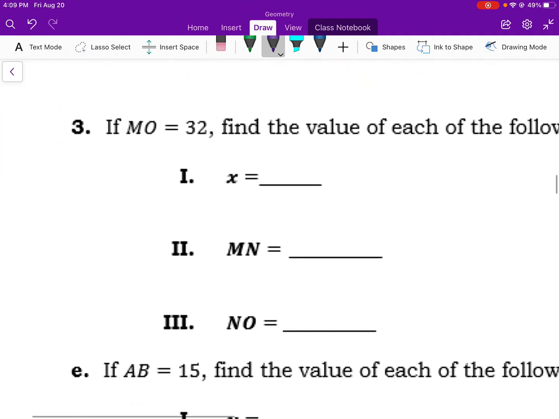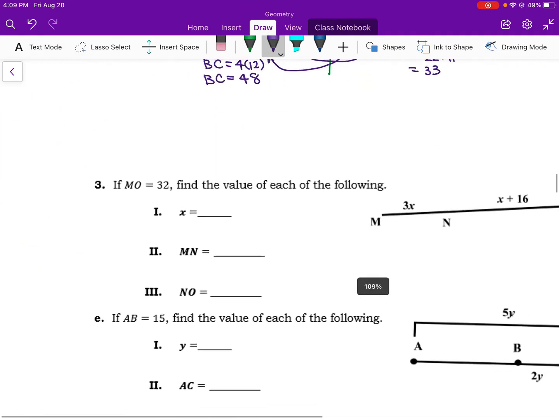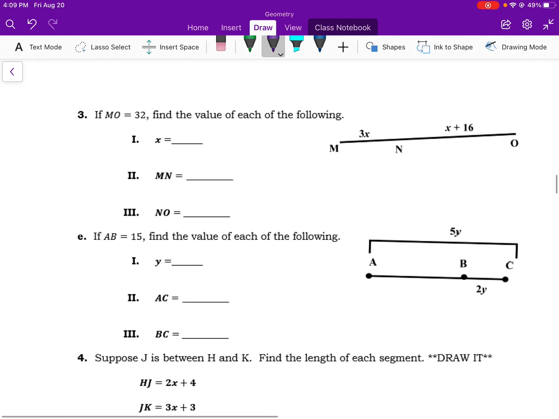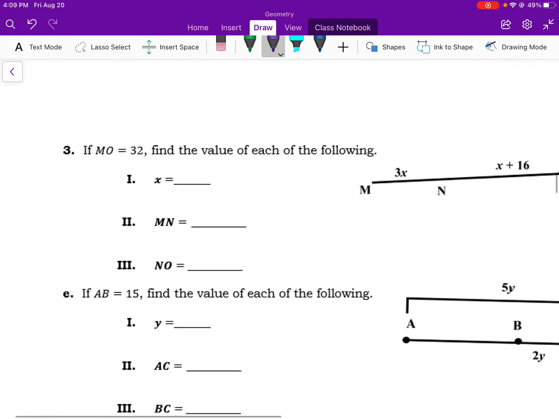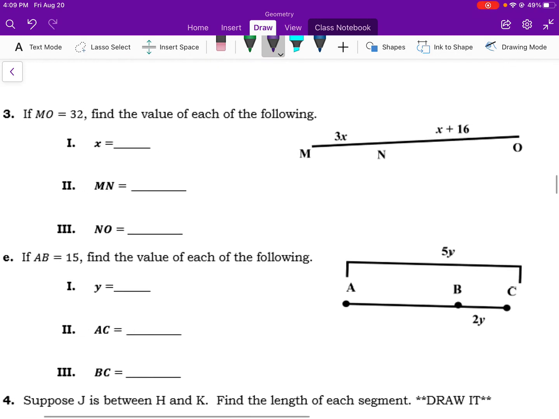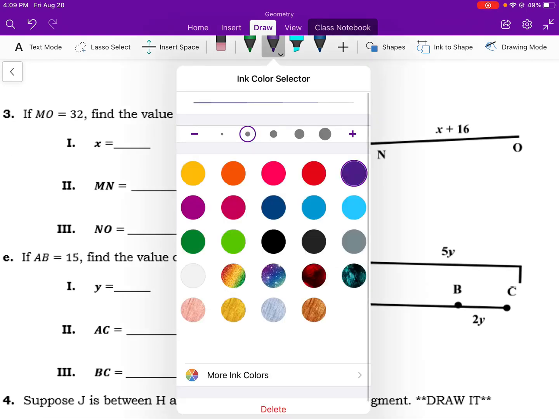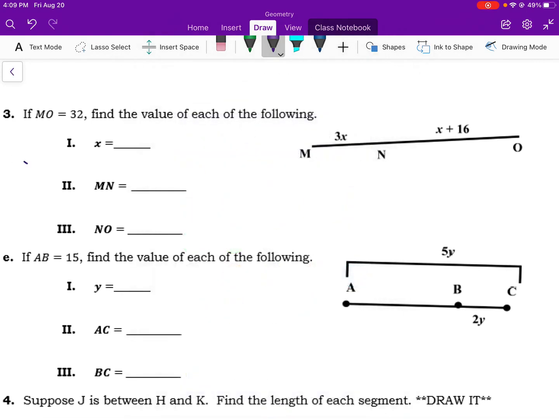Okay, let's check out another example. So now we have several questions about one line segment in particular. So we're told that MO is 32. So the full length MO is 32. And we want to find the value of each of the following. So let's first write our segment postulate. So we know that MN plus NO equals the full length MO.